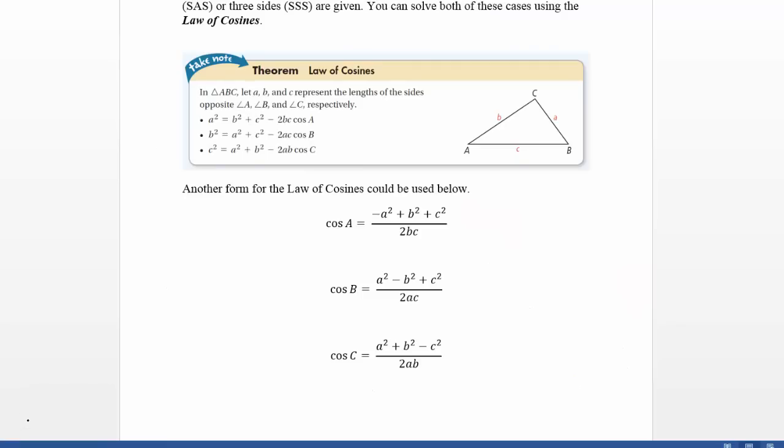So now, that being said, we know where the law of cosines comes from. We now need to learn how to use it. So in the next video, we'll look at a sample problem.